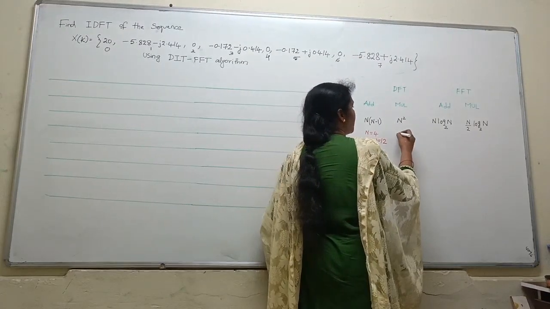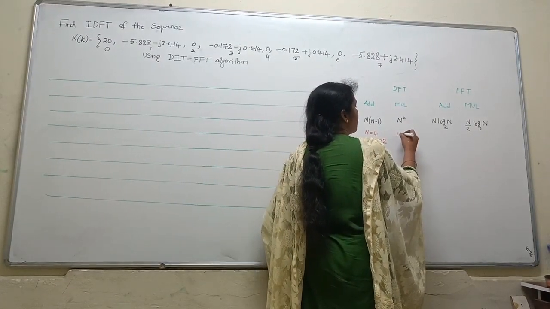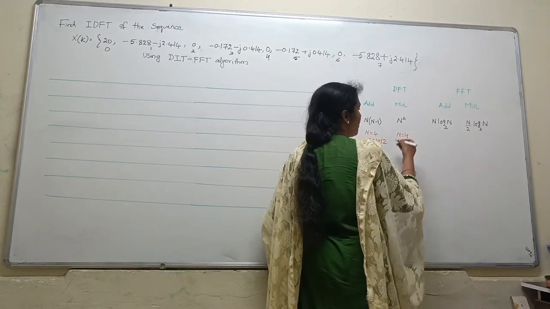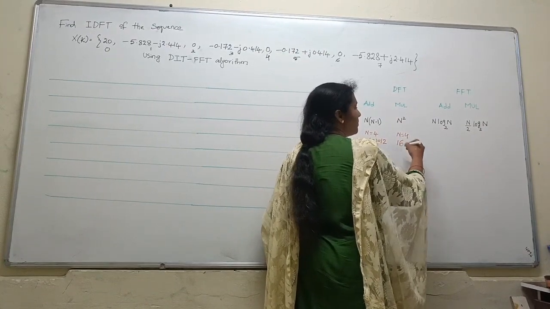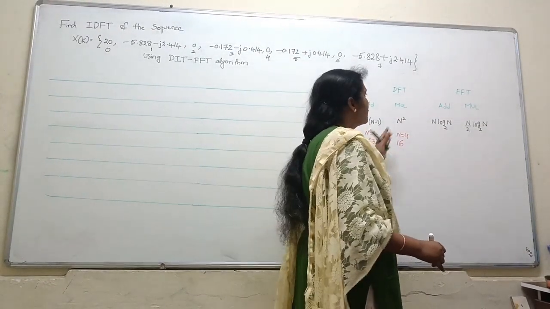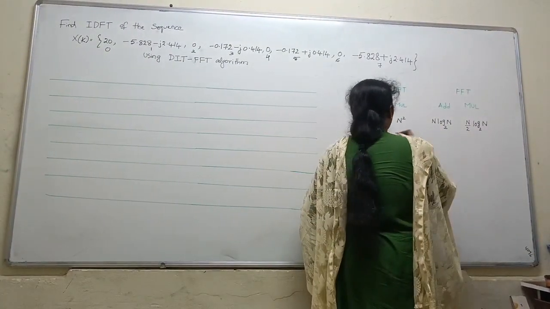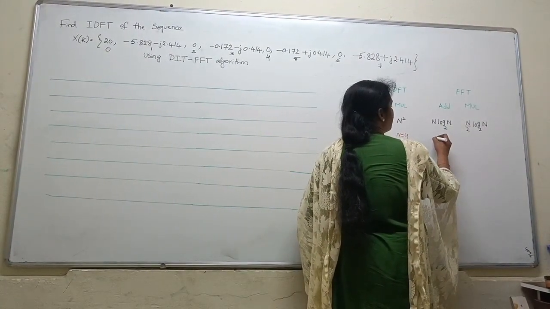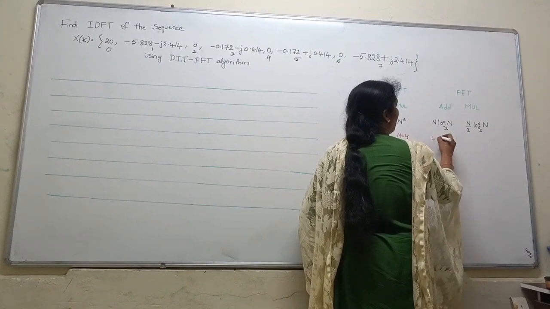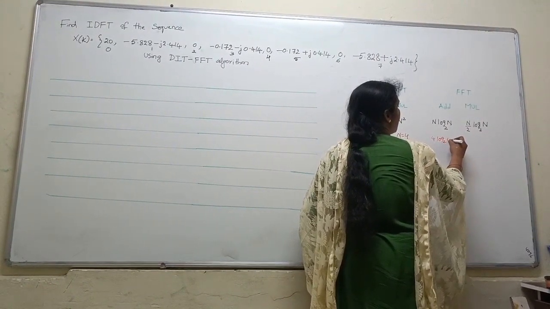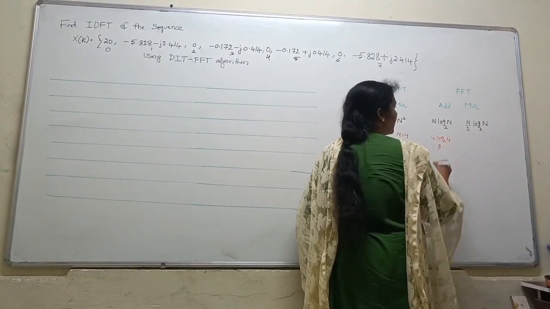Similarly, multiplication. If you have n is equal to 4, how many multiplications do you have to perform? Almost 16 multiplications are required. Let us go for the fast Fourier transform and see, if n is equal to 4, for the same operation it is reduced to 4 log 2 4. That means it is reduced to 8.